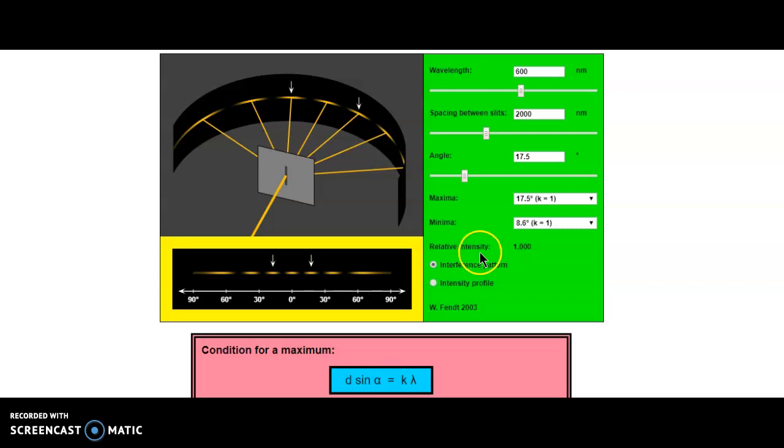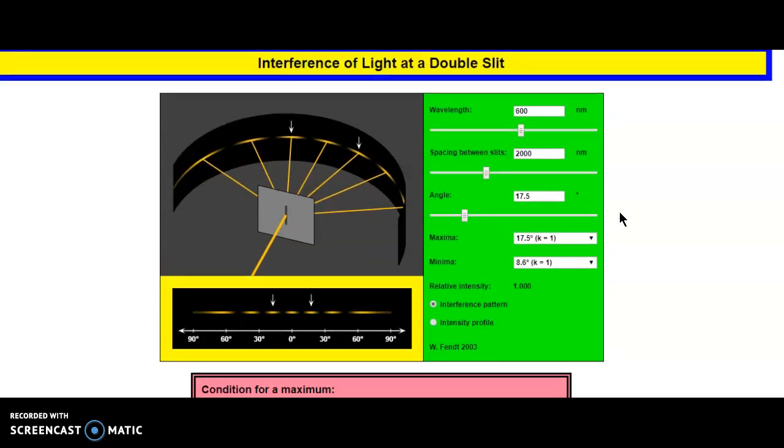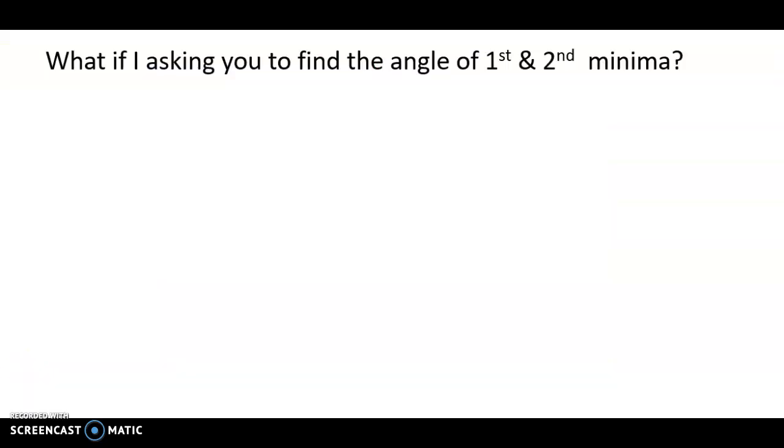Okay, what if I'm asking you to find the third maxima? Use the calculations. Use the equation we used on the slides, and be sure that the angle would be 64.2 degrees. This is the third maxima. Okay, what if I'm asking you to find the angle of first and second minima for the same conditions?